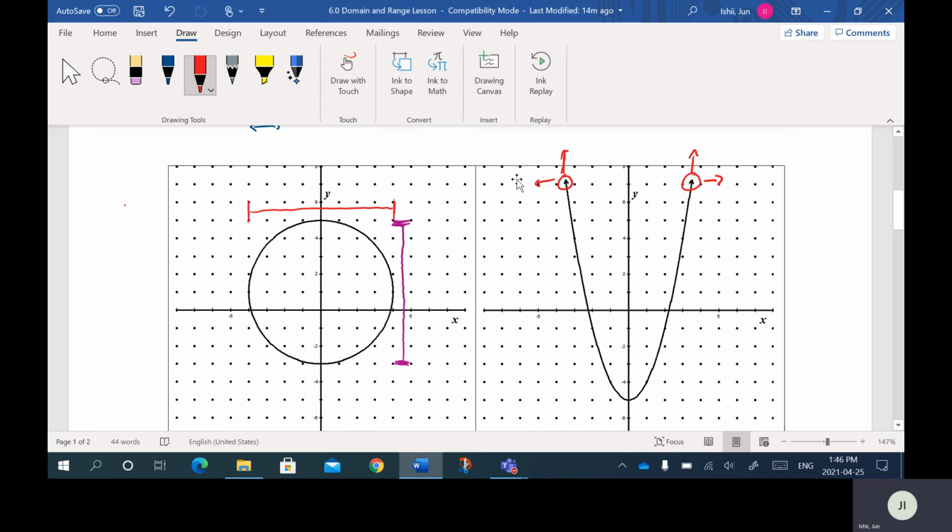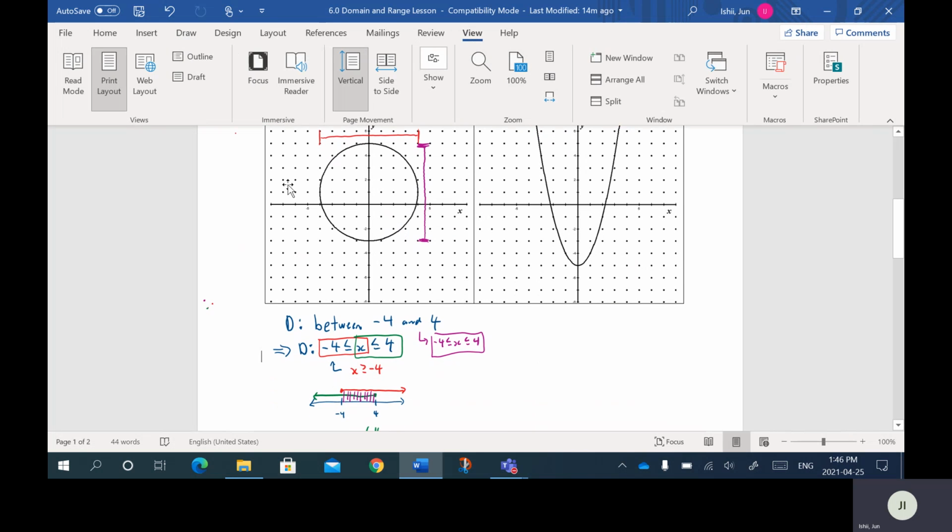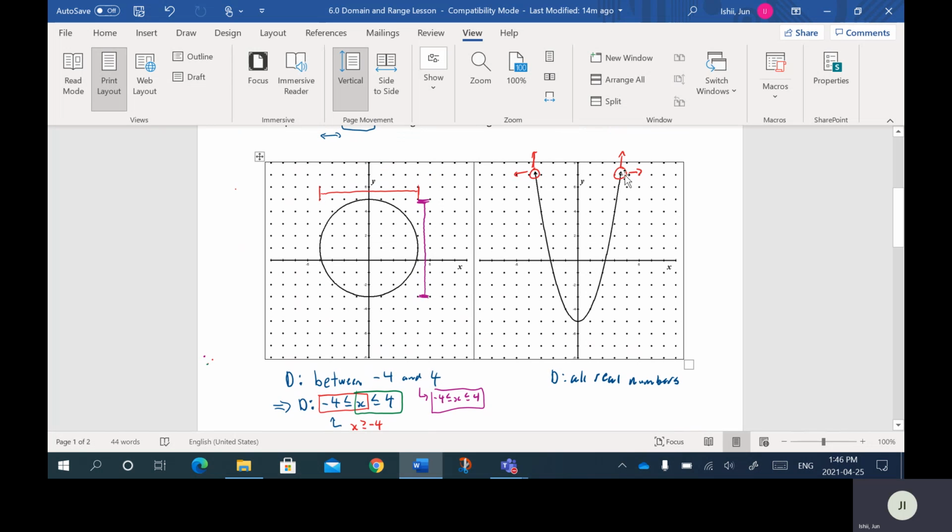So if I ran a scanner and tried to find the domain, there'd be a function everywhere. Okay, so in that case, the domain here would be all real numbers. I'm just going to jot that down. So for this one here, the domain is all real numbers. Okay, so whenever you see two arrows pointing up, it does go up forever, but it goes left and right forever.